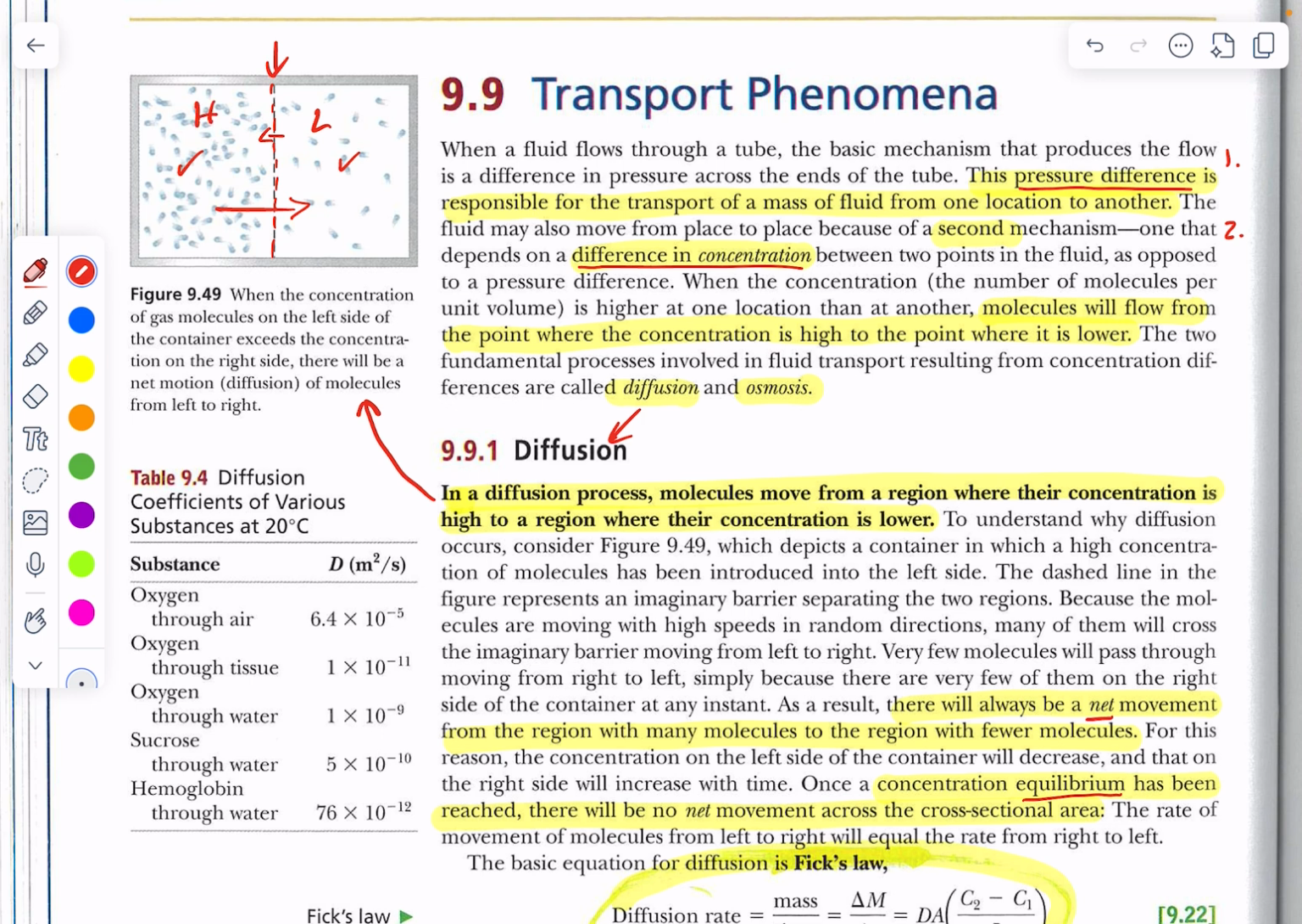The net effect is going to be a net movement of fluid from left to right until the concentration on both sides is the same. And that's when you're going to reach equilibrium. When you reach equilibrium, the diffusion from one side to the other will go to zero, and the concentration on both sides of that membrane or throughout the container will be the same.